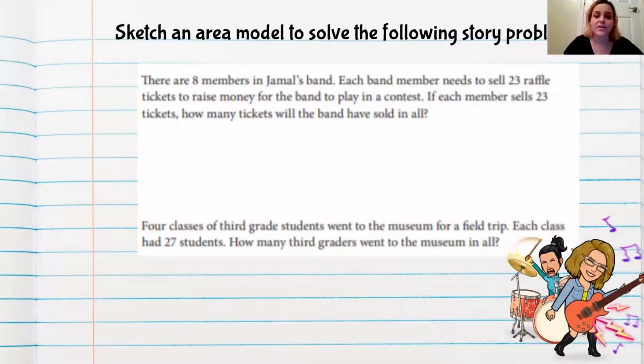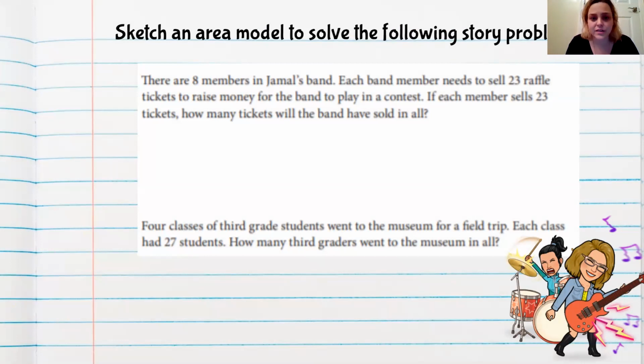So we're going to start with a story problem. There are 8 members in Jamal's band. Each band member needs to sell 23 raffle tickets to raise money for the band to play in a contest. If each member sells 23 tickets, how many tickets will the band have sold in all?